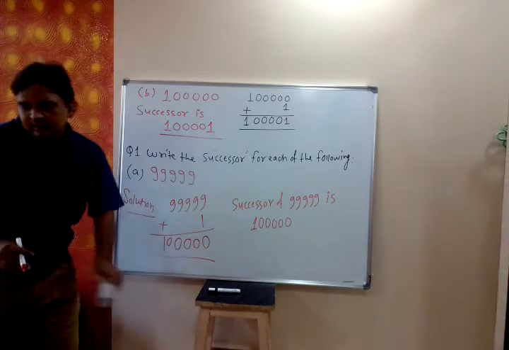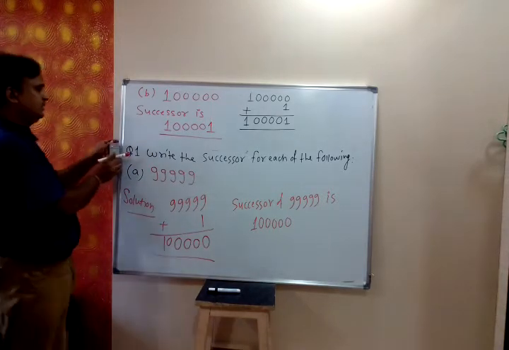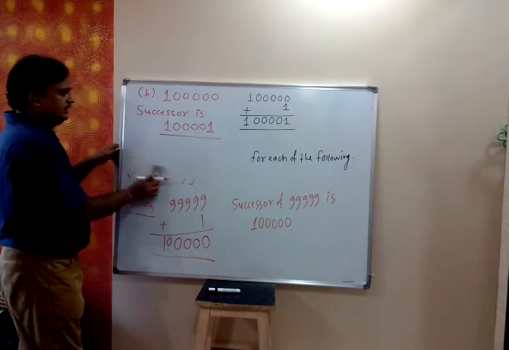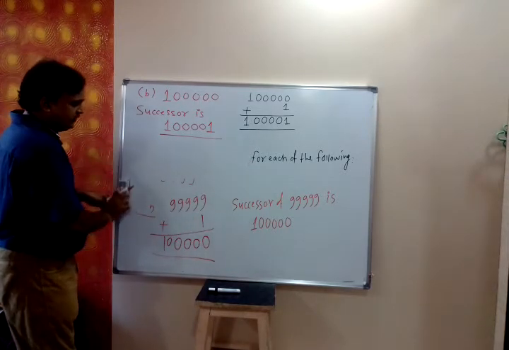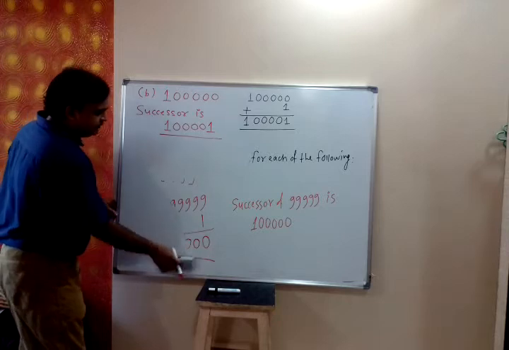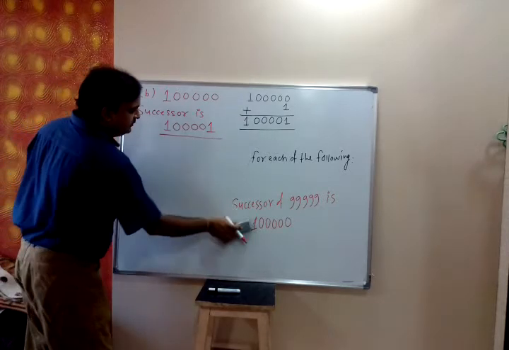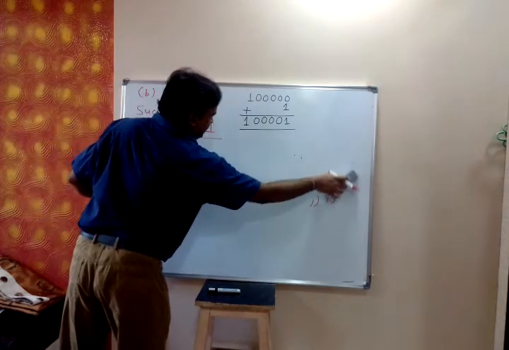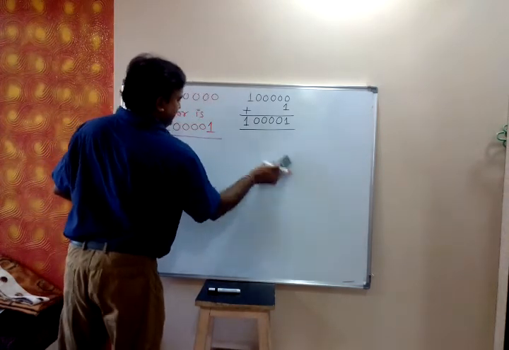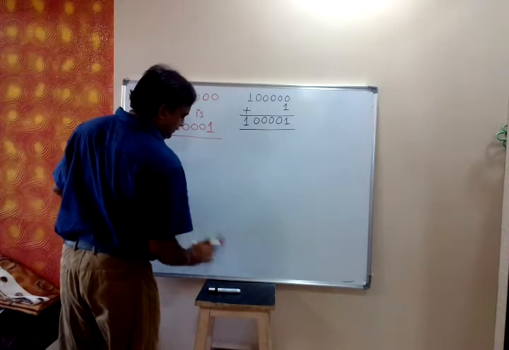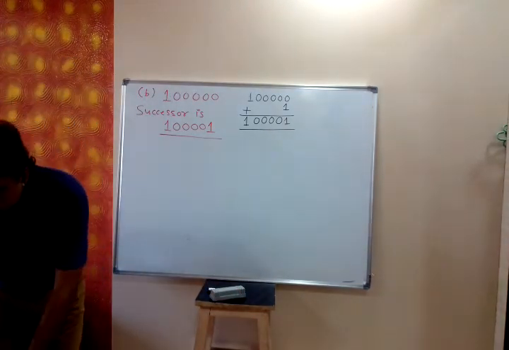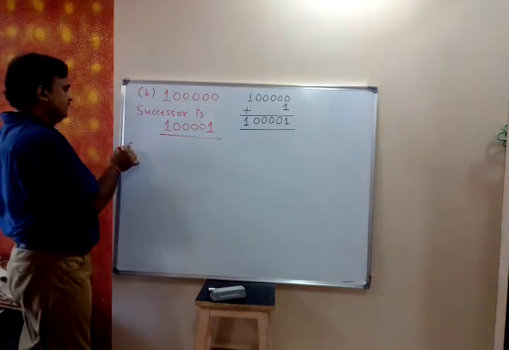For successor we add plus 1 to the respective number, and we get the successor. Successor means just after or immediately after. Now next is C.